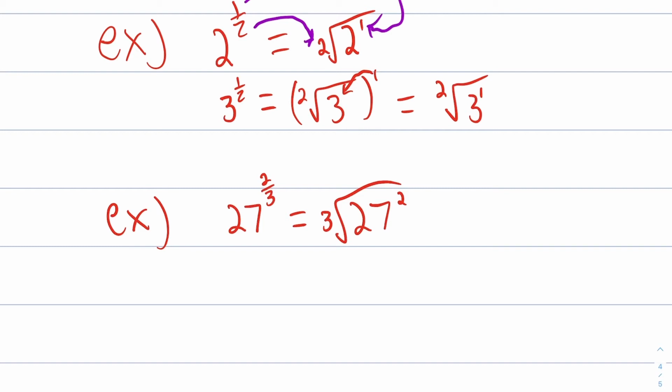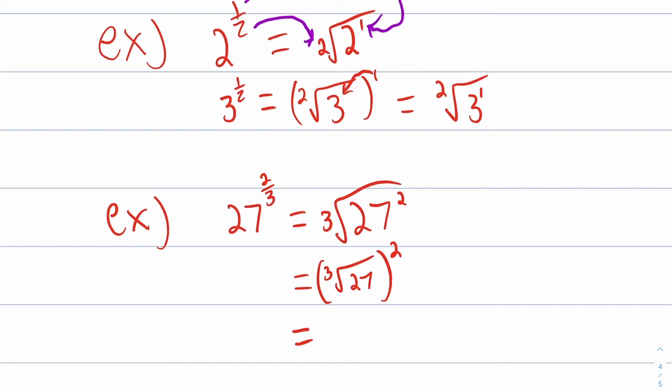And if we have a calculator, you could figure out 27 squared and then take the cube root. Or I already know what the cube root of 27 is, so I'm going to do the cube root part first, and then I'm going to square that answer.